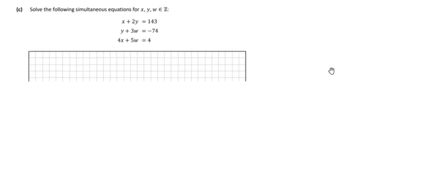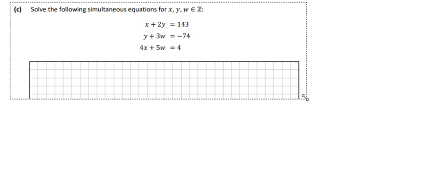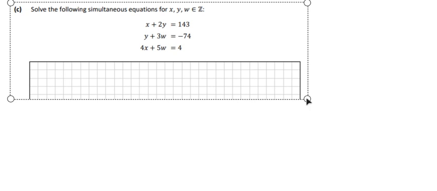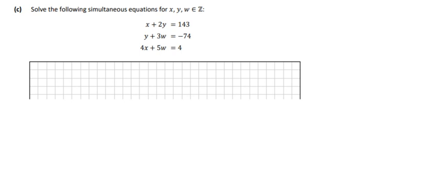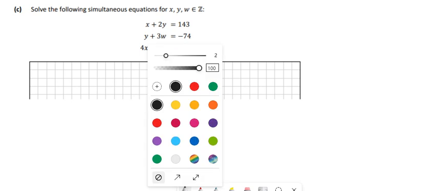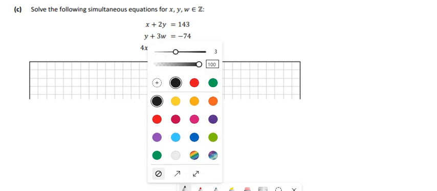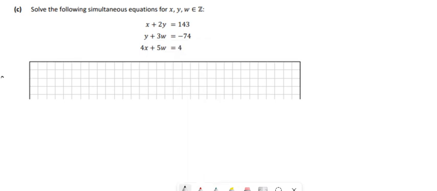Right, last part is simultaneous equations. So we have a few different ways of going about this. The first equation only has an x and a y, the second equation has a y and a w, and then the third one has an x and a w, so you've got different things in each one. So the way I've done this: the first two equations both have y's in them. So I'm going to eliminate the y's and end up with x and w in it.